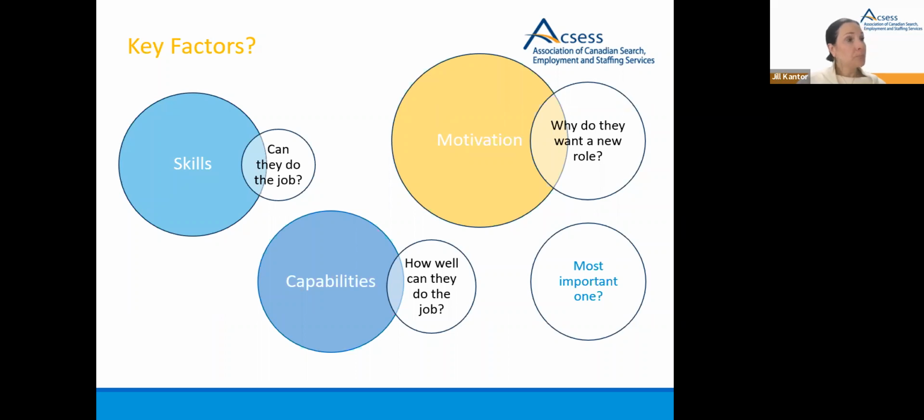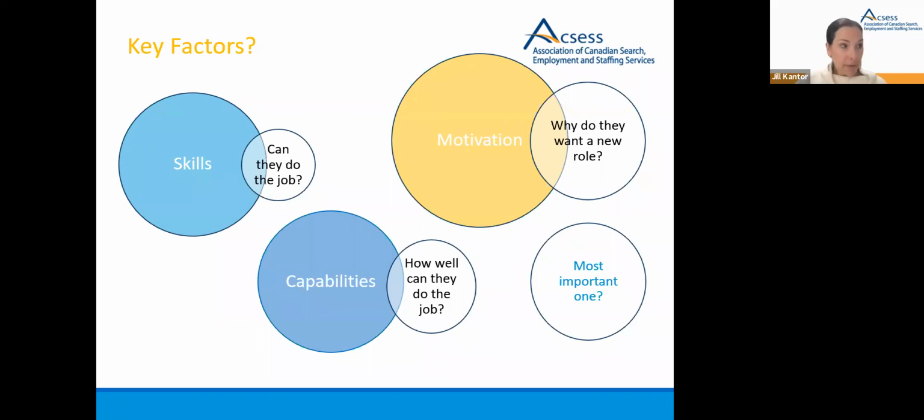Motivation? Motivation, skills can be taught and capabilities got them the interview. All but motivation is most important. Okay. Skills, some skills can't be taught if it's high-end education skills. So without that, they can't perform their duties.